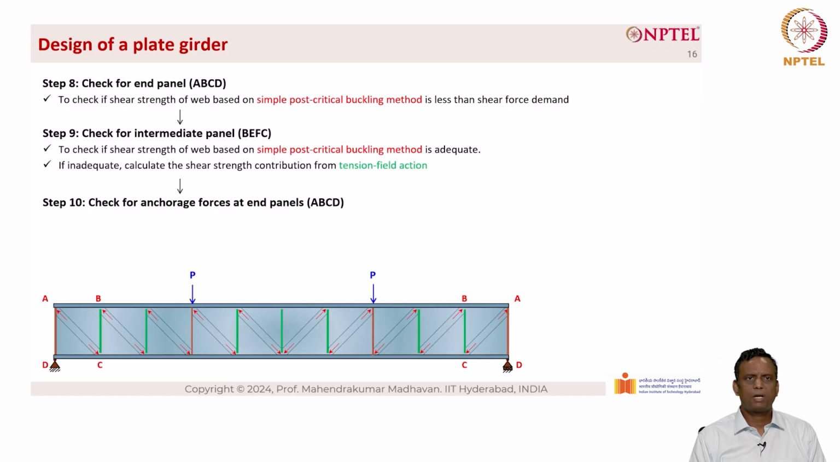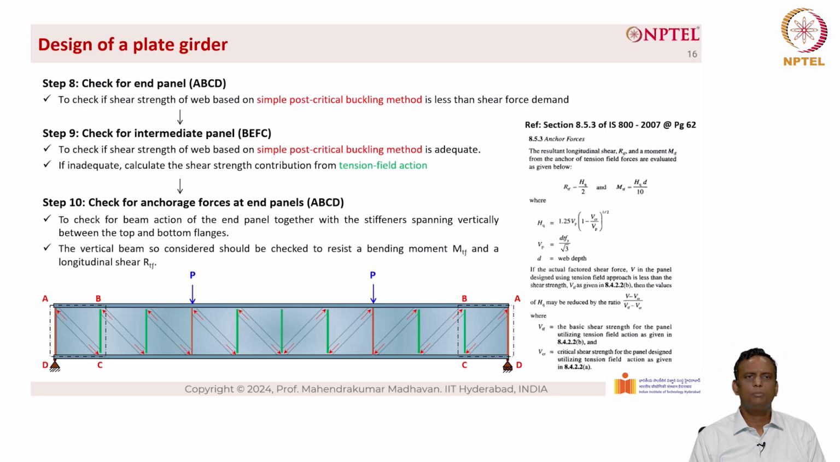Step 10 is to check for anchorage forces at the end panels ABCD. You can see that the anchorage panels ABCD at both left side as well as the right side need to be checked for it. To check for beam action of the end panel together with the stiffener spanning vertically between the top and the bottom flanges, the vertical beam so considered should be checked to resist a bending moment M sub Tf and a longitudinal shear R sub Tf. The equations for M sub Tf and R sub Tf are given on the right hand side from IS 800.